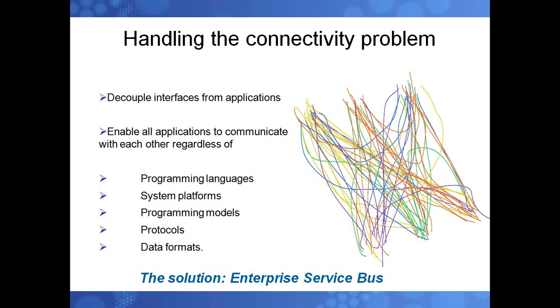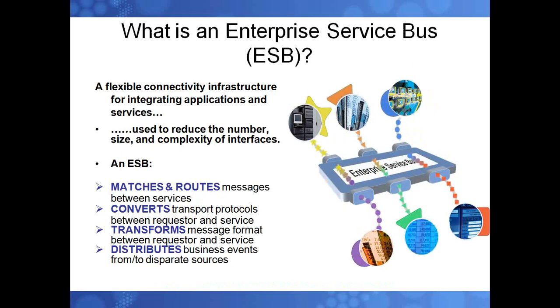Basically, this enterprise service bus does 4 things. It routes messages between services. It converts transport protocols between requester and service. It transforms message formats between requester and service. And it handles business events from disparate sources. This is the basic functionality of the enterprise service bus.